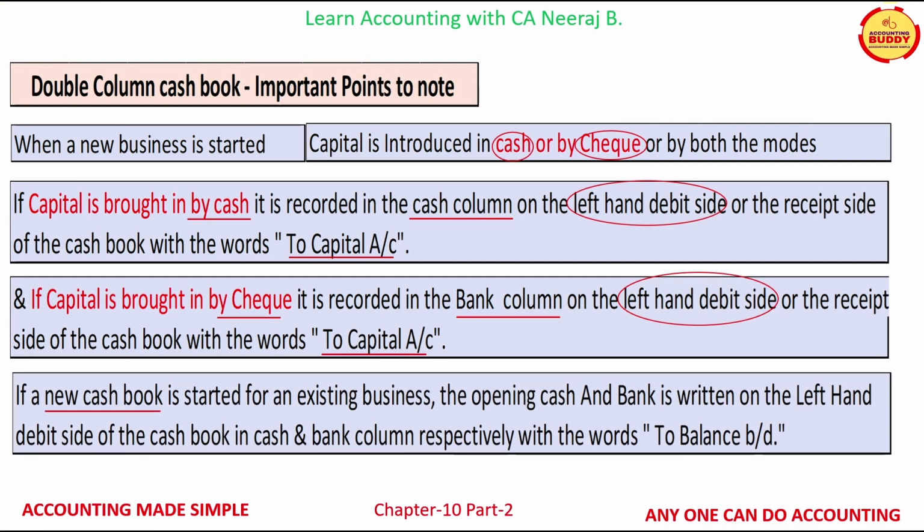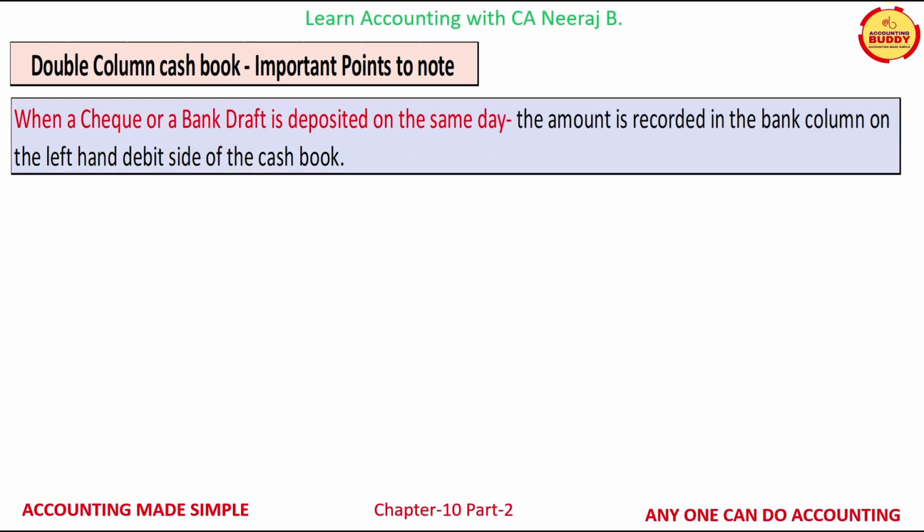If a new cash book is started for an existing business, the opening cash and bank balance is written on the left hand side of the cash book in the cash and the bank column respectively with the words to balance brought down. When a check or a bank draft is deposited on the same day, the amount is recorded in the bank column on the left hand debit side of the cash book.